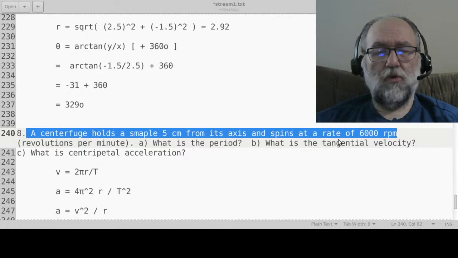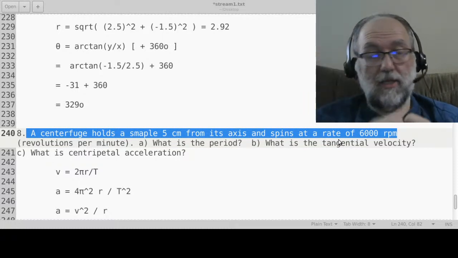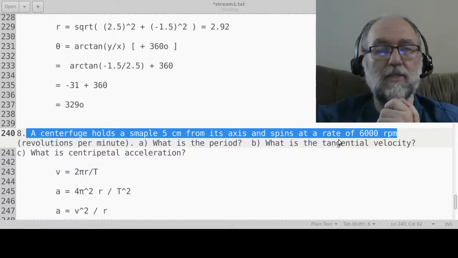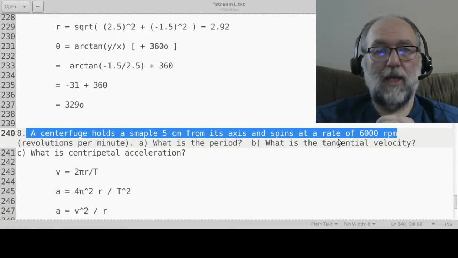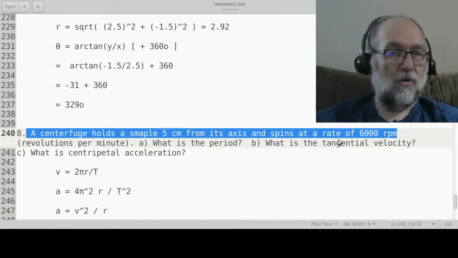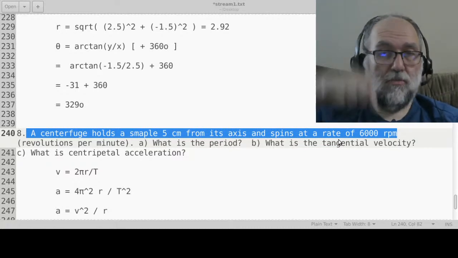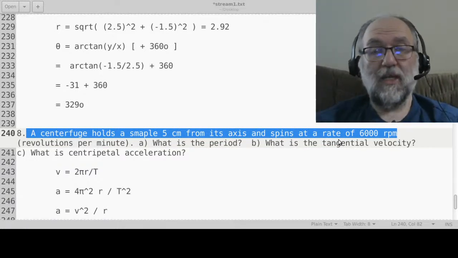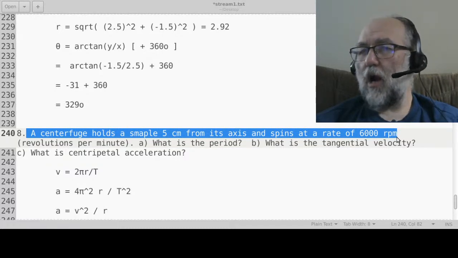But what is a centrifuge? Well, if you're in biology or even in chemistry, you know that you put these test tubes in these things that spin, and they spin so that they separate out, like blood can be separated into its various components by spinning it, or milk can be separated into its various components by spinning it, and these things are known as centrifuges. So the centrifuge holds a sample 5 centimeters from the axis because it's spinning around an axis. That's your radius. And it spins at a rate of 6,000 RPM.